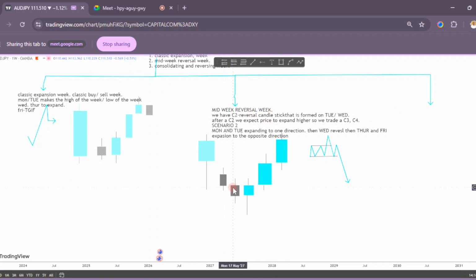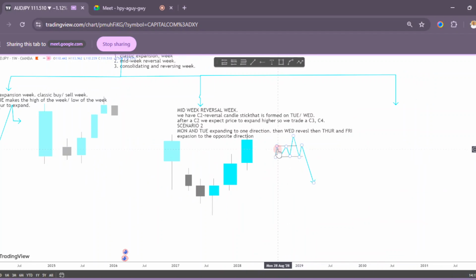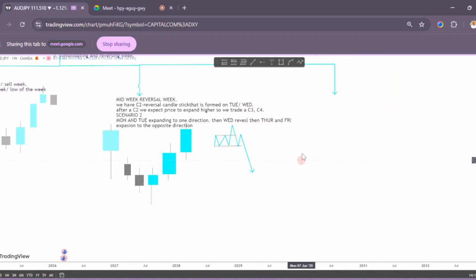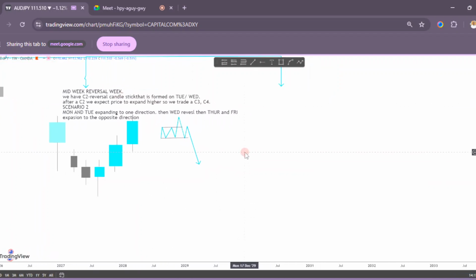So Monday and Tuesday are going in one direction, expanding in one direction, which in this case is Monday and Tuesday expanding lower. Then on Wednesday we have a reversal candlestick, and then Thursday and Friday expanding in the opposite direction. And this is a rejection candlestick or a C2. So these are C1, C2, C3, C4. Or we can have an accumulation from Monday to Tuesday, then a manipulation on Wednesday, and then a distribution on Thursday and Friday. So that is a classic midweek reversal week.